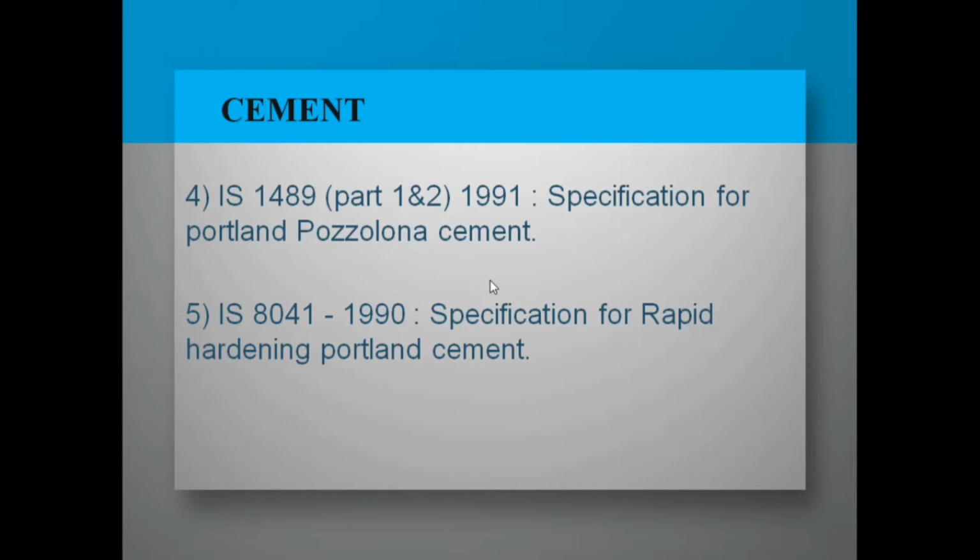IS 8041 1990 is the specification for rapid hardening Portland cement. We all know rapid hardening Portland cement emits more heat during setting, therefore this cement is unsuitable for mass concreting. Some other important specifications for usage and manufacture of rapid hardening Portland cement are included in IS 8041 1990.